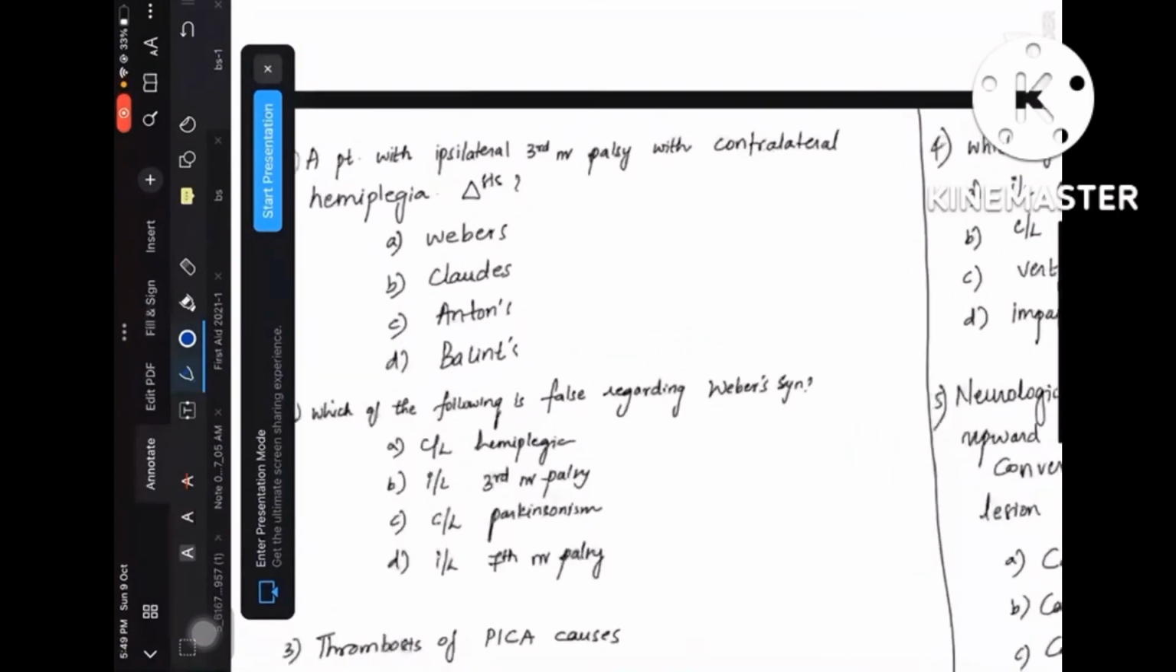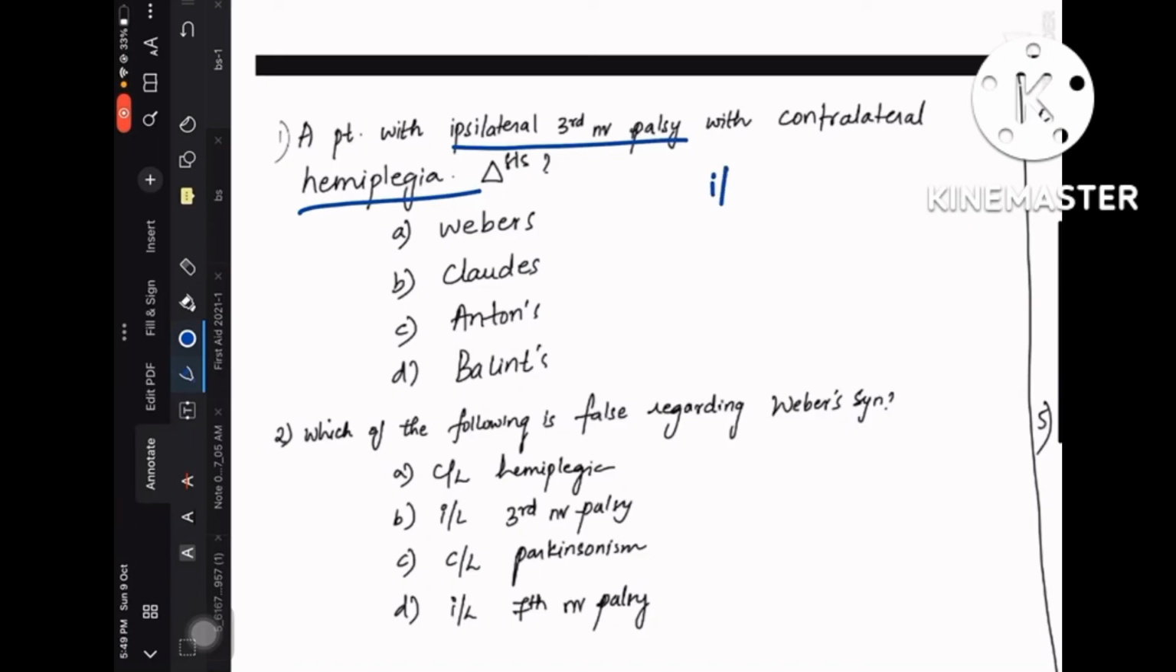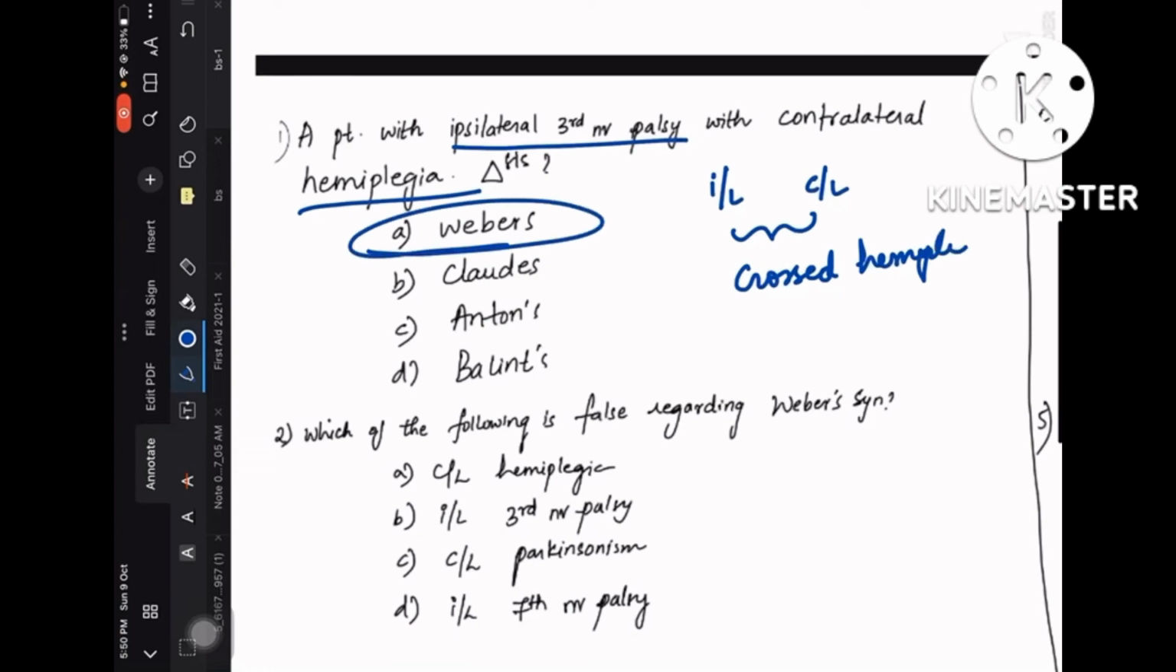First question here. A patient with ipsilateral third nerve palsy and contralateral hemiplegia, the diagnosis is? So ipsilateral third nerve palsy and contralateral hemiplegia is nothing but crossed hemiplegia. Crossed hemiplegia is the term we have learnt in Weber's syndrome, which is a midbrain syndrome.